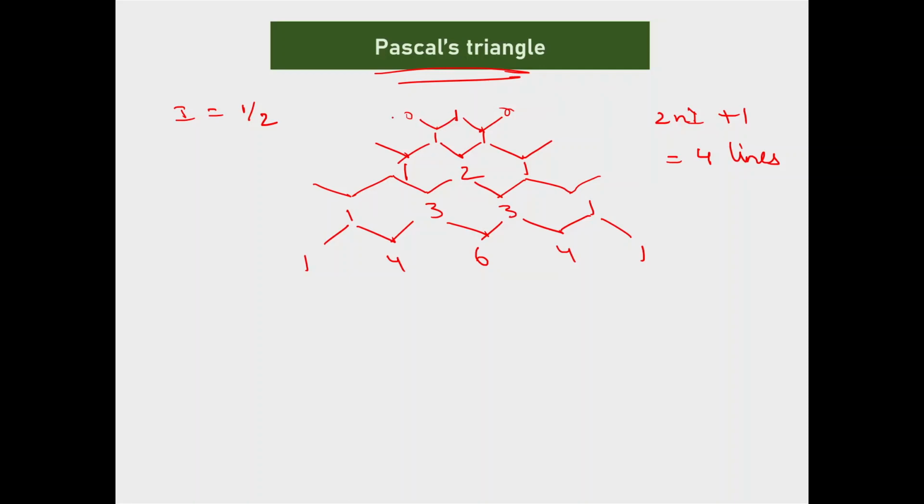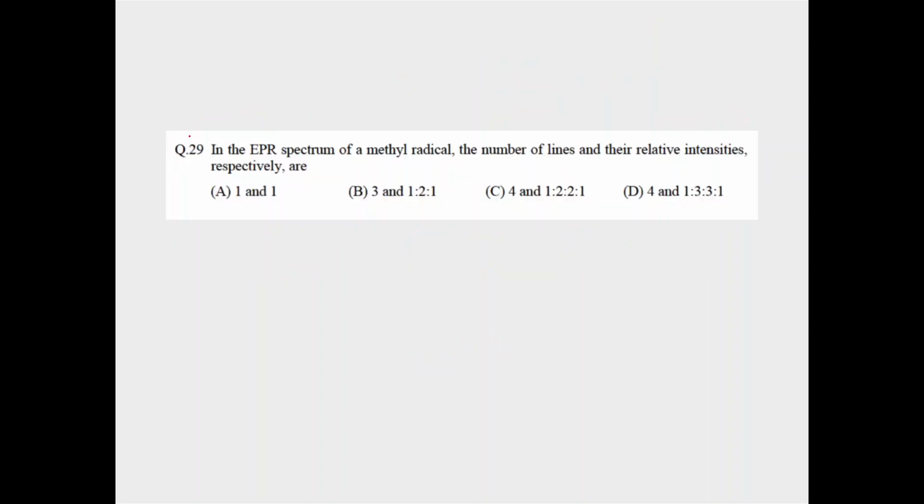Anyone? 1:3:3. Yeah. So for 4, this will be the relative intensity. That is 1 is to 3 is to 3 is to 1. So the correct option in this question: in the EPR spectrum of methyl radical, the number of lines is 4 and their relative intensities is 1 is to 3 is to 3 is to 1. So among all the four options, this is the correct answer, option number D.